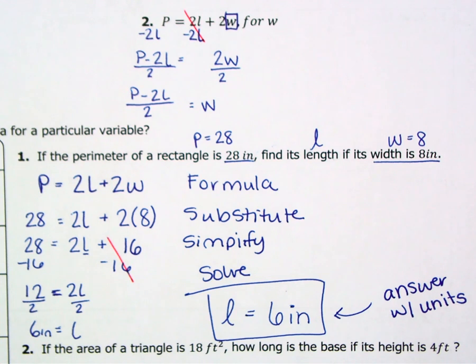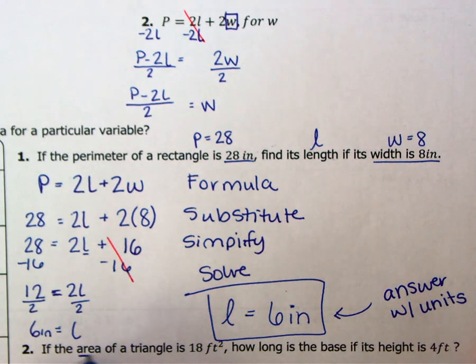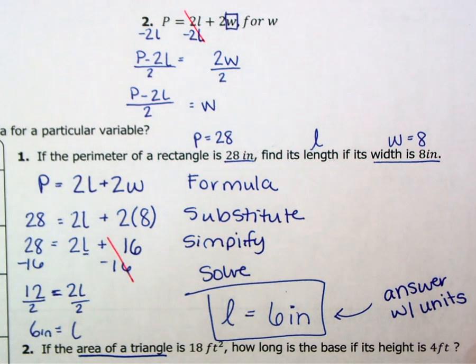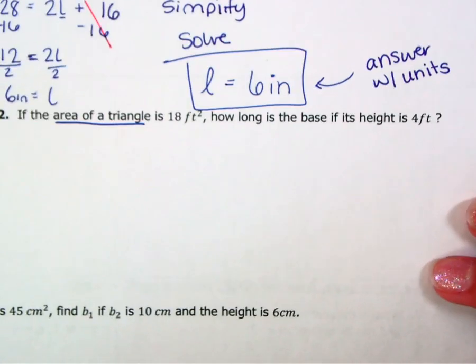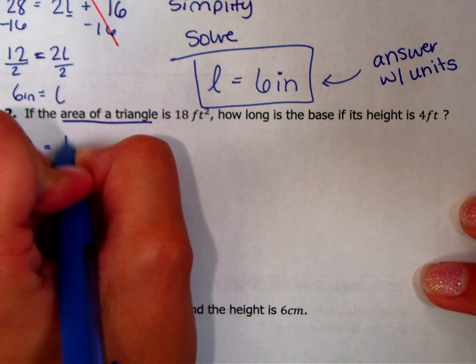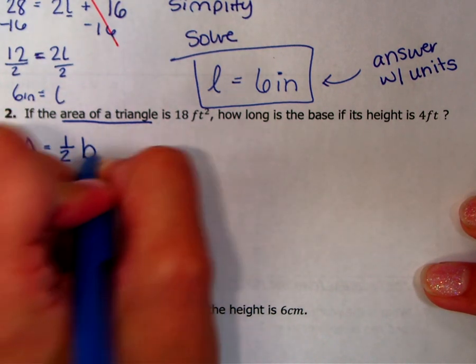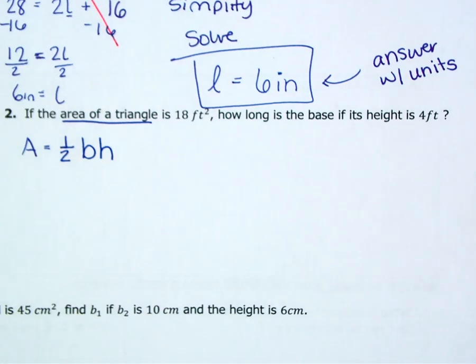Okay. Number 2 says, if the area of a triangle is 18 feet squared, how long is the base if its height is 4 feet? So what's my formula? What am I finding? The area of a triangle, what's the formula for area of a triangle? A equals 1/2 B times H. B stands for base, H stands for height.